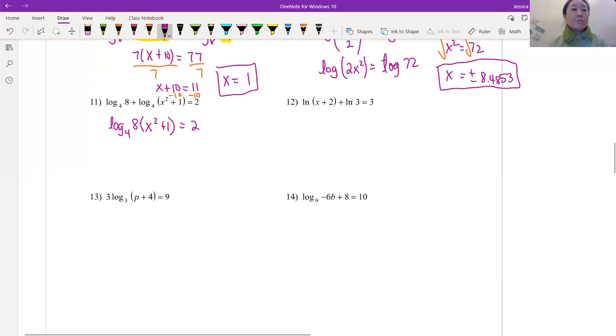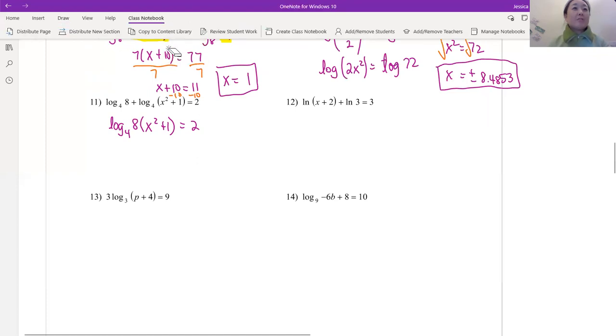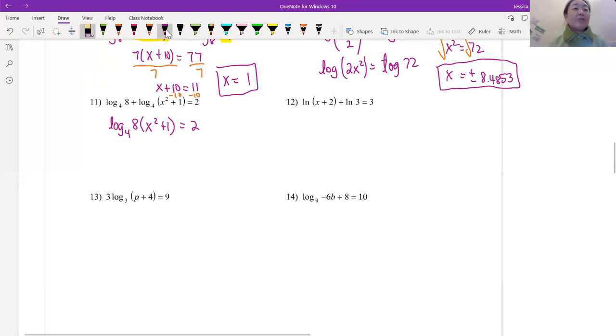I'm going to simplify this a little bit more. Actually, you know what? Let me change to exponentials. All right, I think I'm going to try exponentials. Oops, what did I do?